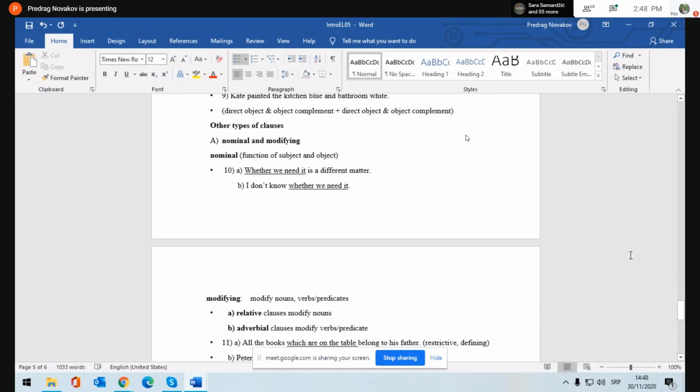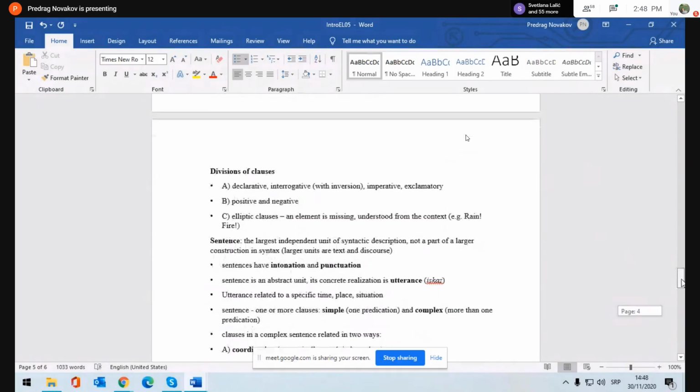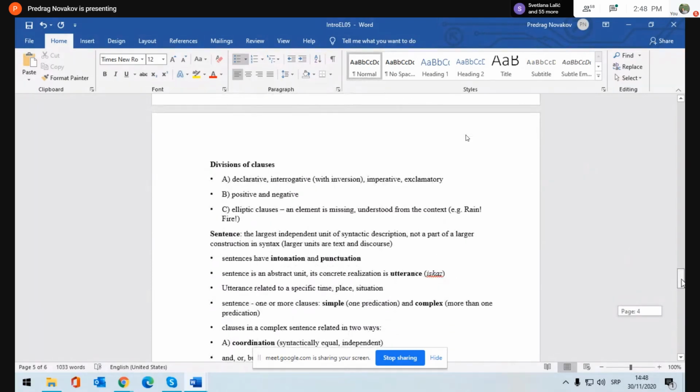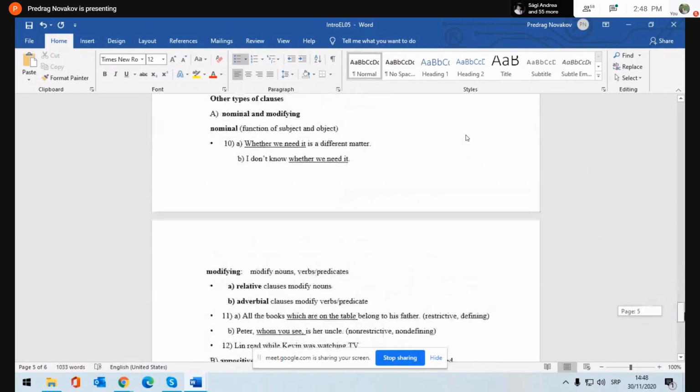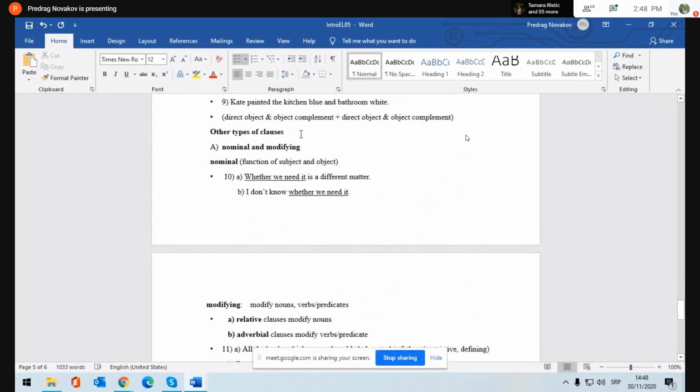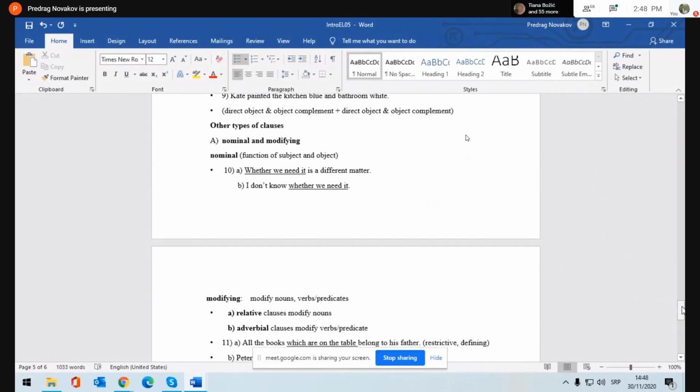Now we have other types of clauses. You remember, let me go back, we have declarative, positive, negative, elliptic clauses, you already mentioned them. Now we have another division of clauses, other types of clauses. This is also important. Sometimes students have problems if they have to produce a certain type of clause during the exam. So think about it and ask if it is not clear. This is important in syntax, and you'll get this for the oral exam, to provide examples, okay?